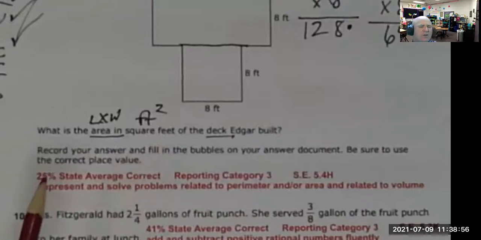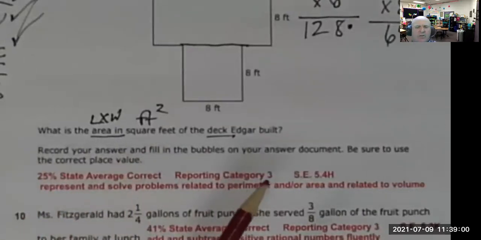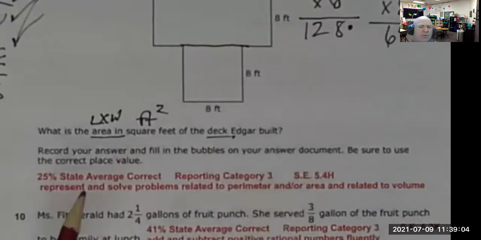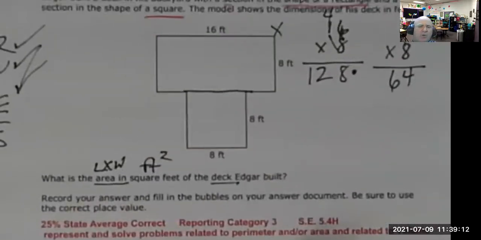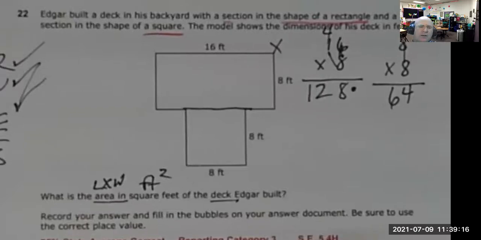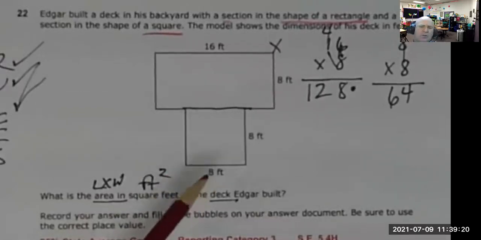Only 25% of the kids in Texas got this right. This was reporting category 3 in 5th grade, student expectation 5.4H, representing solve problems related to perimeter and/or area and/or related to volume. They weren't asking a volume question, which is three-dimensional. We're asking an area question.